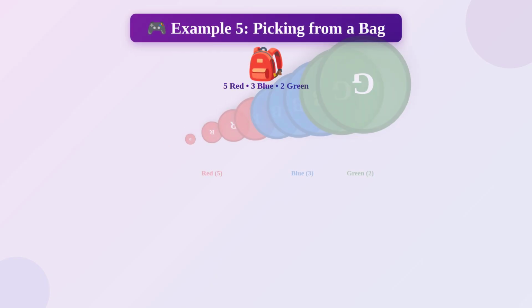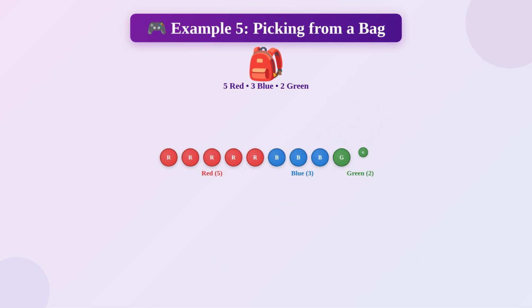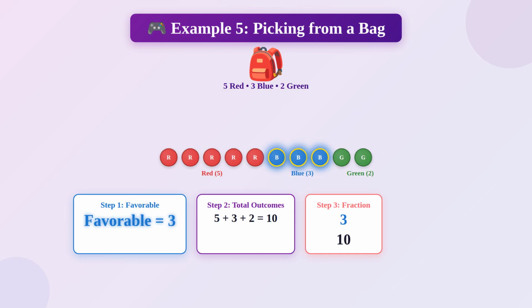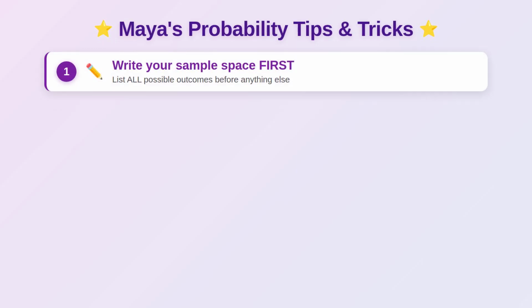Great job, Maya! There's a bag at game night with 5 red marbles, 3 blue marbles, and 2 green marbles. That's 10 marbles total. What is the probability of picking a blue marble at random? Step 1. Favorable outcomes. There are 3 blue marbles, so favorable equals 3. Step 2. Total outcomes. 5 plus 3 plus 2 equals 10 marbles in total. Step 3. Write the fraction, 3 over 10. Can we simplify? 3 and 10 share no common factors, so 3 over 10 stays as is. The probability of picking a blue marble is 3 out of 10.